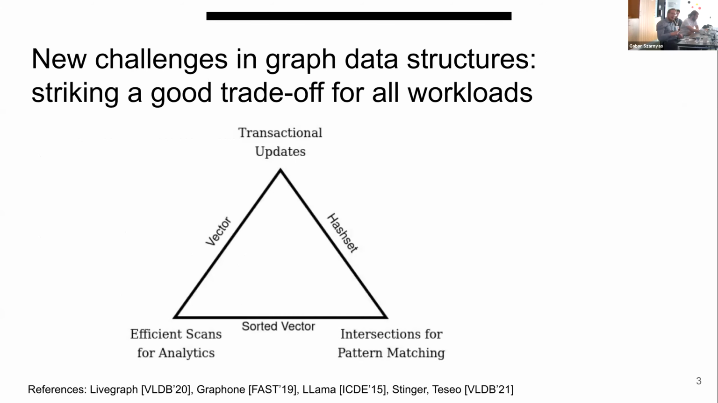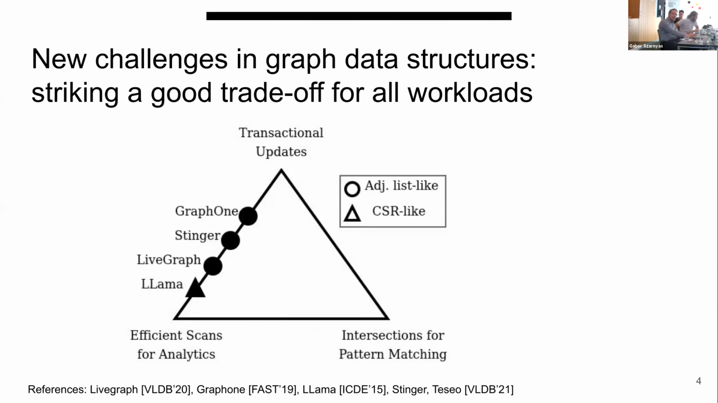And this, in our eyes, leads to new challenges in graph data structures, namely striking a good trade-off for all these workloads in the neighborhood data structures. We want three operations on these neighborhood data structures. We want transactional updates, so we can actually reuse techniques from static graph processing. Then we want efficient scans for analytics, and we want intersections for graph pattern matching. As we see on the border of the triangle, it's always really simple to get any two of these operations fast, but all three of them is a bit of a trade-off.